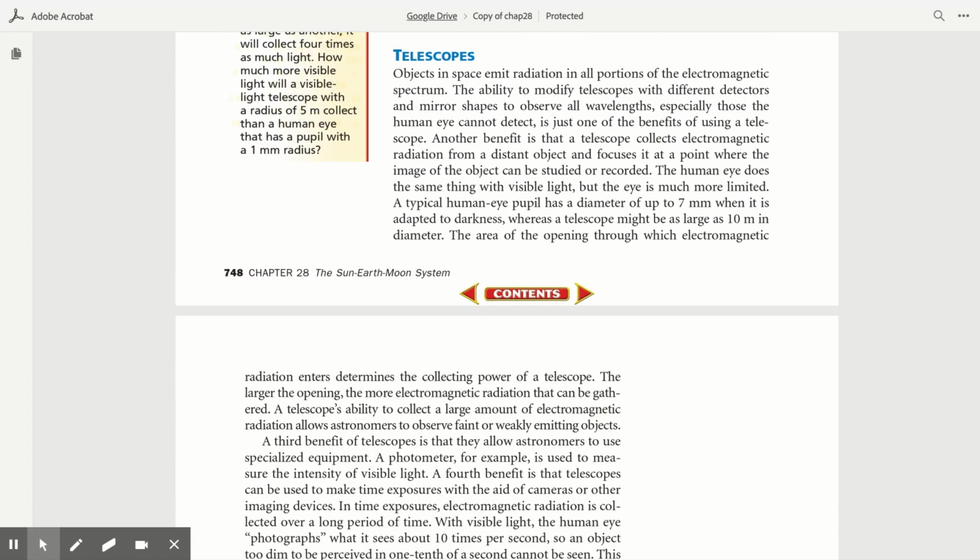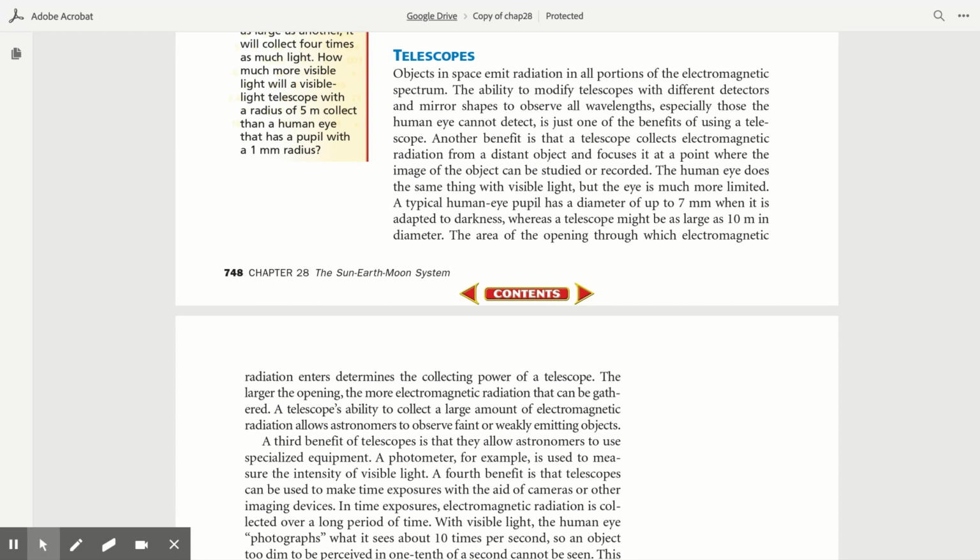Telescopes. Objects in space emit radiation in all portions of the electromagnetic spectrum. The ability to modify telescopes with different detectors and mirror shapes to observe all wavelengths, especially those the human eye cannot detect, is just one of the benefits of using a telescope. Another benefit is that a telescope collects electromagnetic radiation from a distant object and focuses it at one point where the image of the object can be studied or recorded.